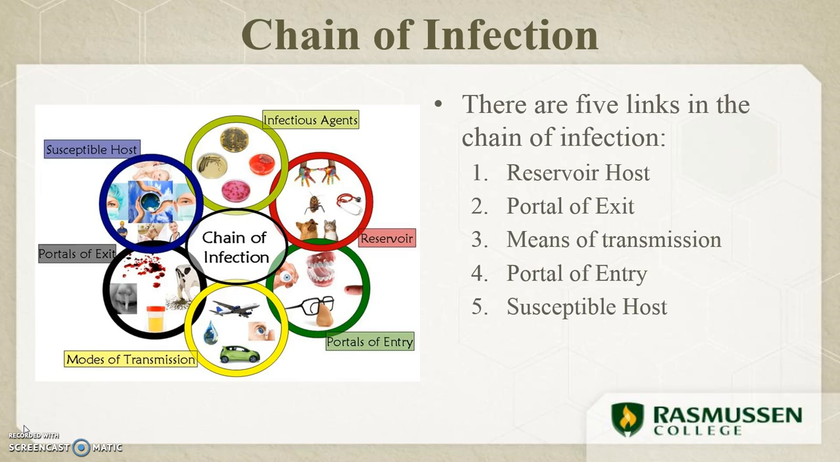And the last link is what we call the susceptible host. This is someone who is now unable to fight off those new infections. So they now become that infected agent, which then starts the chain over again with your reservoir host, your portal of exit, means of transmission, portal of entry, susceptible host, and so forth. It's just a repeating cycle.